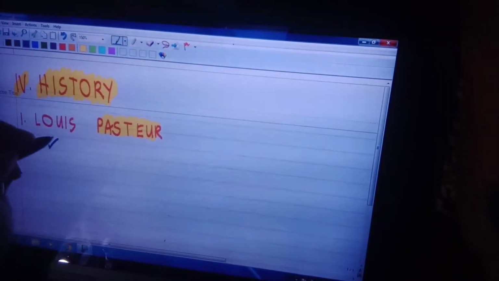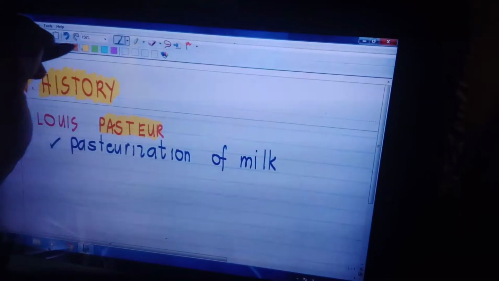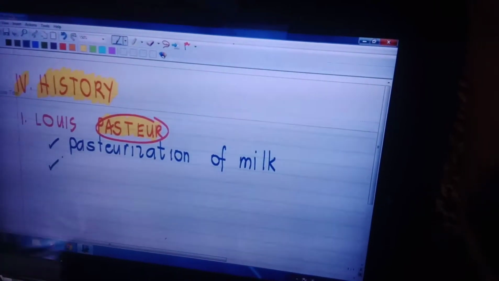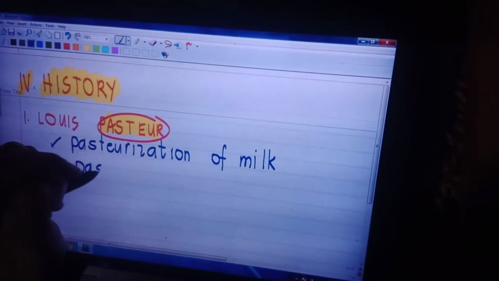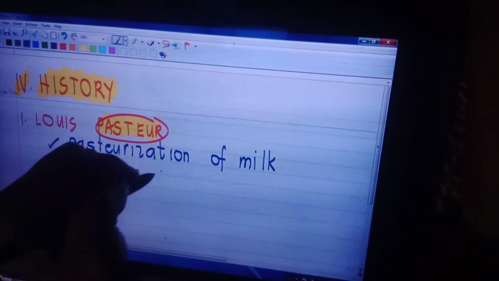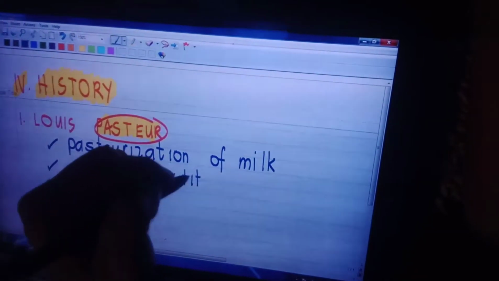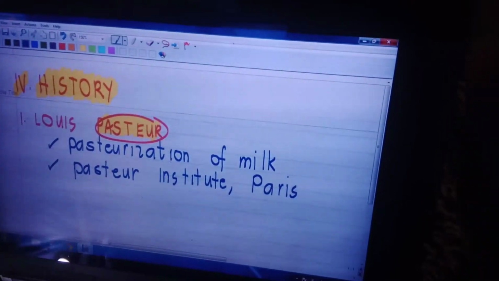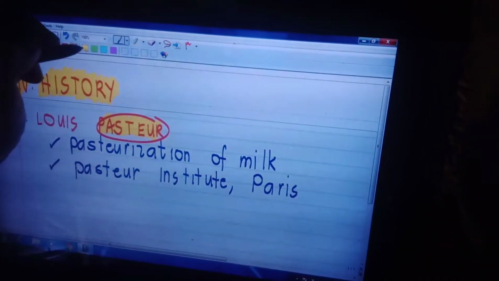First, he contributed the pasteurization of milk. Focus on the word Pasteur. Another thing that Louis Pasteur established, aside from pasteurization of milk, is the Pasteur Institute. Pasteur Institute, located where? In Paris.